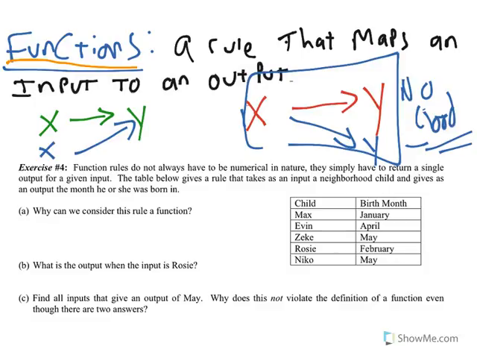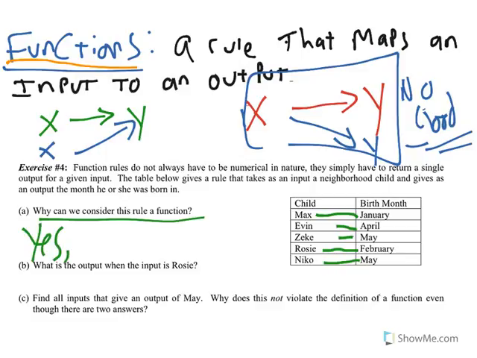So let's take a look at an example of a function that's not just made up. Let's look at this one: for a neighborhood child, it gives an output of the month he or she was born in. Max was born in January, Evan in April, Zeke in May, Rosie in February, and Nico in May. First thing I would ask is, can we consider this a function rule? I think yes.